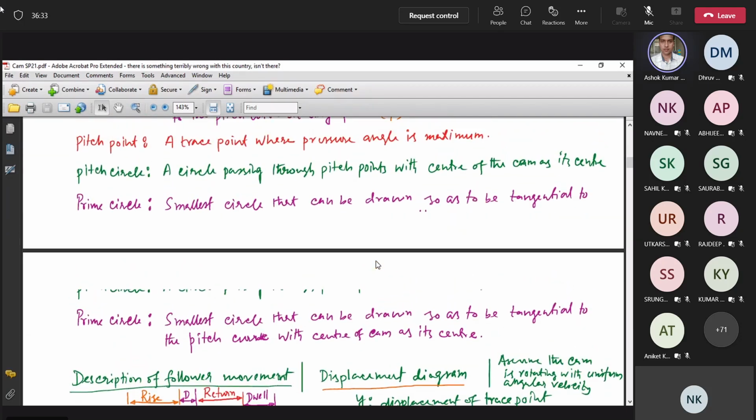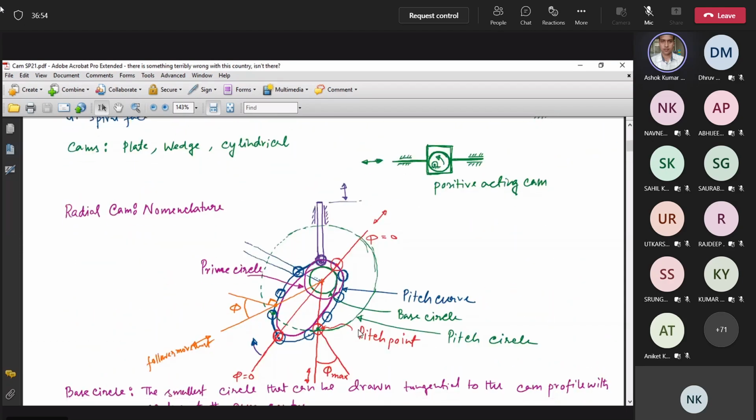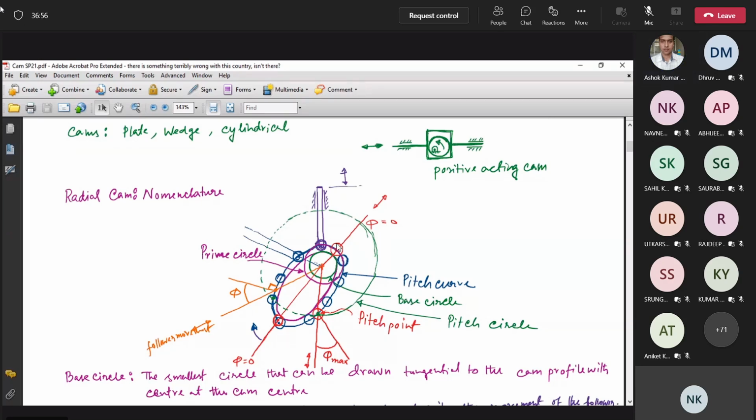And the next definition is called the prime circle. What is called the prime circle? The smallest circle that can be drawn so as to be tangential to the pitch curve, with the center as the center of the cam. So where is the pitch curve? The locus of the trace point is the pitch curve. And we have to draw the smallest circle which is tangential to the pitch curve.